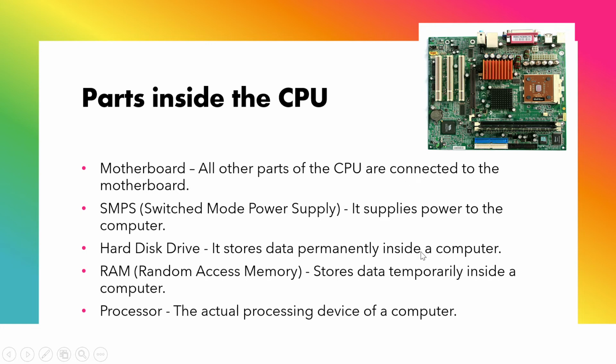RAM. Its full form is Random Access Memory. It stores data temporarily inside a computer. So RAM will store data temporarily. Processor, the actual processing device of a computer. It is the processor where all the processing is done.